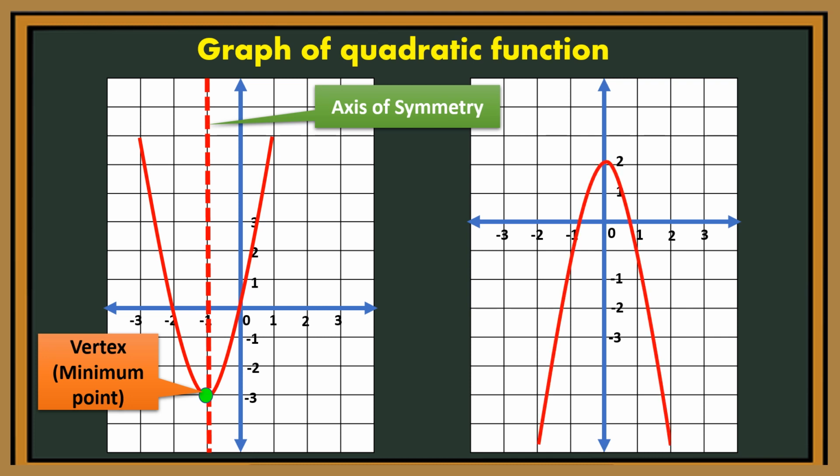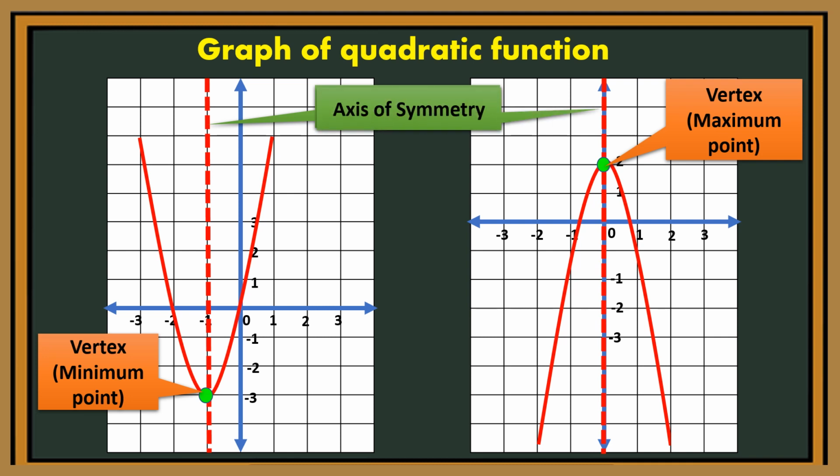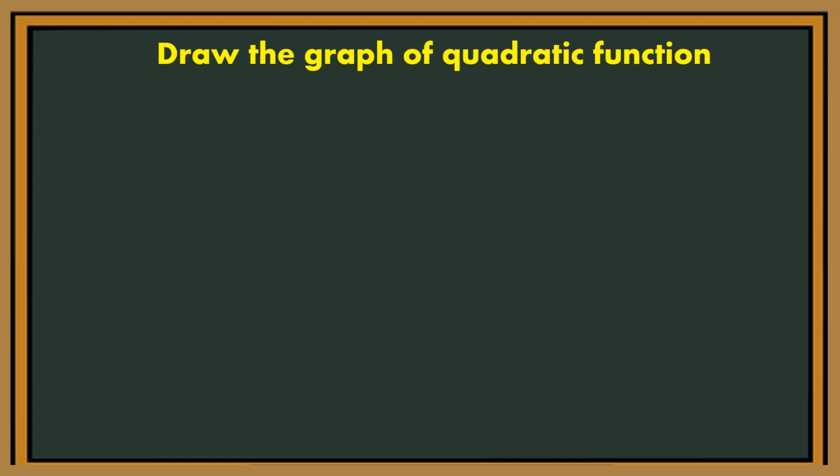If the parabola opens downward, the vertex is the maximum point. Then, kung nasa ng vertex, doon din tayo magdodraw ng axis of symmetry. Again, axis of symmetry divide the parabola into two equal parts. How to draw the graph of quadratic function? Let's have here an example.